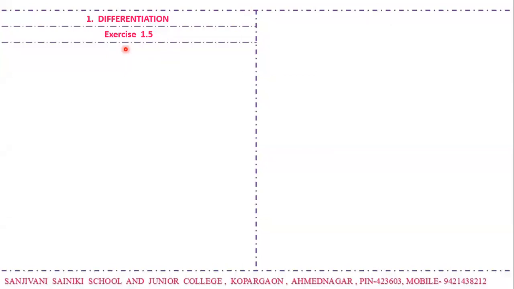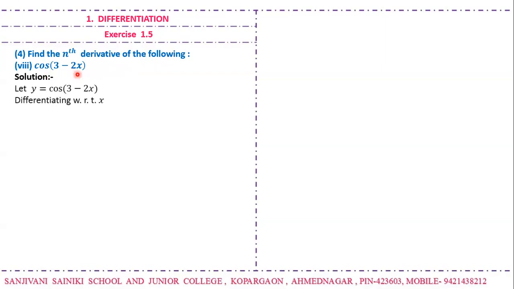Differentiation exercise 1.5. We will continue the same. This is our last lecture on this exercise 1.5. Find the nth order derivative of the following: cos of 3 minus 2x. So let y is equal to cos 3 minus 2x.